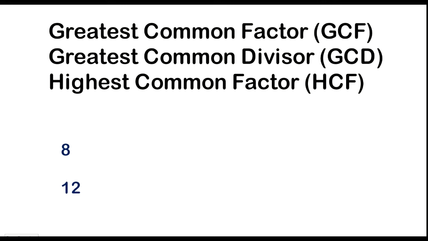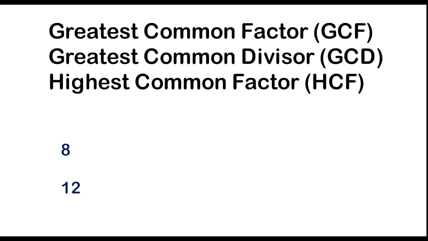The greatest common factor is also called greatest common divisor or highest common factor. So what is it? How can we find it? Suppose you have two numbers, 8 and 12.